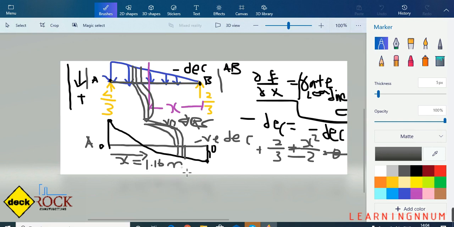Understanding? Okay. Yes, sir. So the x value would be 1.16 meter. So from point A at a distance of 1.16 meter, shear force is 0. So at that point, slope of bending moment is 0. That means we would get a straight line. Yes, sir. So now let me save this.